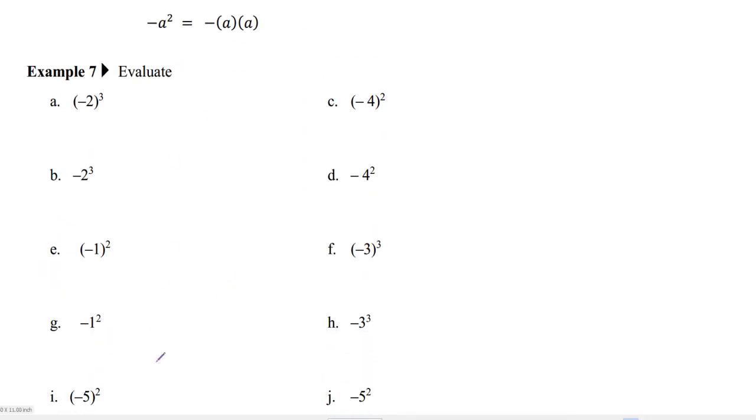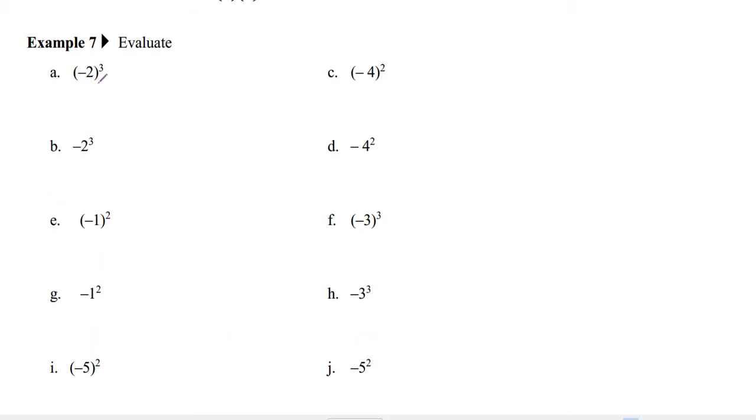So just to get some practice, let's evaluate a bunch of these. So negative 2 in parentheses cubed, right? That's going to be negative 2 times negative 2 times negative 2. So negative, negative, negative, that's 3 negatives, that's odd, so we'll get a negative, and then 2 times 2 times 2 is 8. So negative 8. Okay, negative 2 cubed without parentheses, this is negative 2 times 2 times 2, and that is also going to be negative 8, actually.